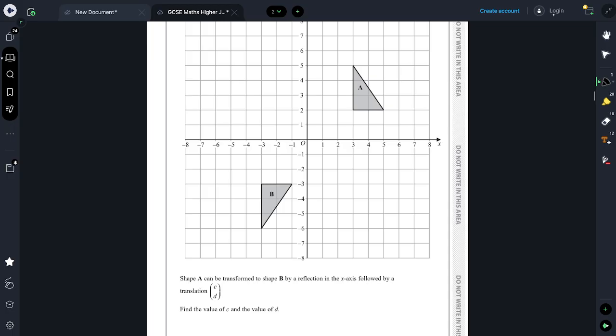So here, reflect it in the x-axis. Coordinate 1, 2, 3. There you go. 1, 2, and then 1, 2, and then 1, 2, 3, 4, 5. 1, 2, 3, 4, 5. And then obviously draw the triangle.